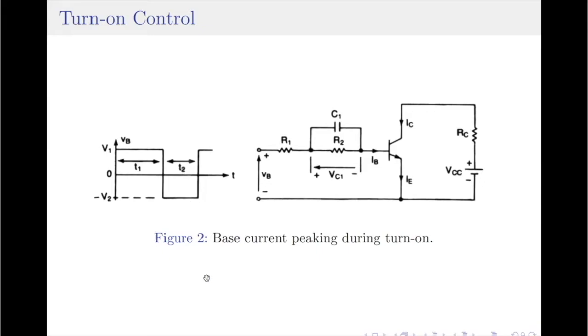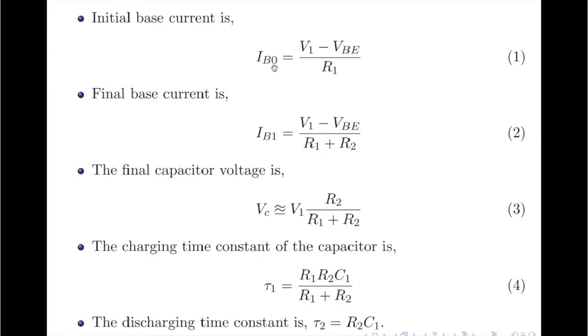The circuit that is shown in figure 2 here provides base current peaking during both turn on as well as turn off. One of the interesting features of this circuit is that it provides equal turn on and turn off times. Assume that the input voltage VB is increased from 0 to V1 at time t equals 0. At this instant, the capacitor is shorted and therefore the base current flows through the capacitor. Therefore, the base current at time t equals 0 is limited only by the resistor R1 because the capacitor shorts R2. Let us now write an equation for this initial current and let it be denoted as IB0.